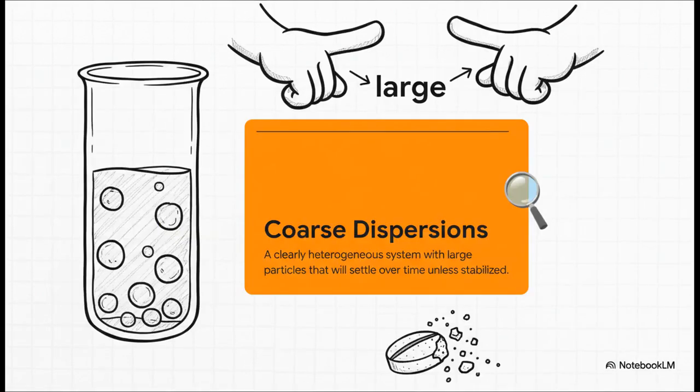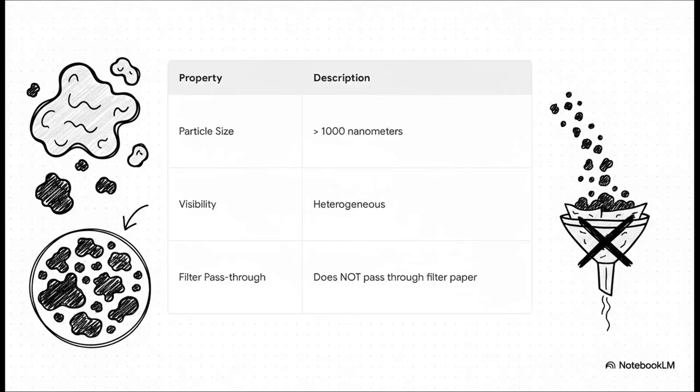And finally, we get to the heavyweights, coarse dispersions. Just like the name says, the particles here are large and in charge. This system is visibly not uniform. You can often see the individual particles, and you better believe they have a tendency to settle out because of gravity. The properties here really tell the whole story. With particles bigger than 1,000 nanometers, the mixture is obviously not uniform at all. And those big old particles, yeah, they are not getting through filter paper, period.